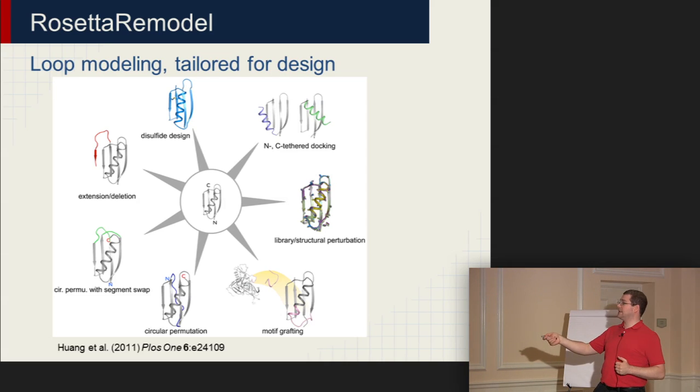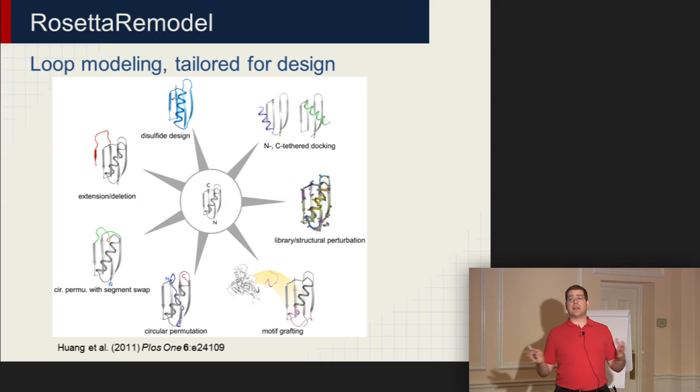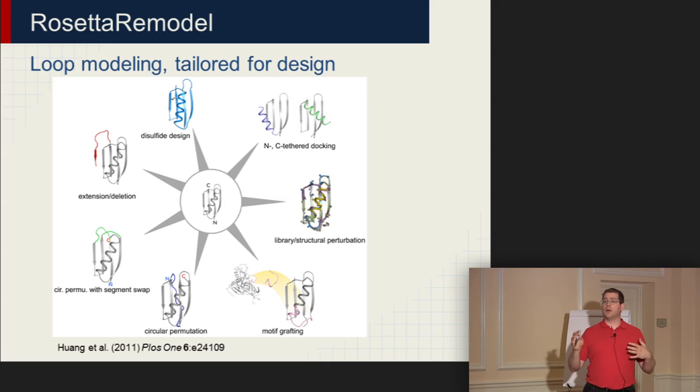For example, you can design disulfides. You can extend or delete regions of your protein, do circular permutations. You can graft motifs. You can do tethered docking. There are a number of different design protocols that one can do using the Rosetta Remodel framework.